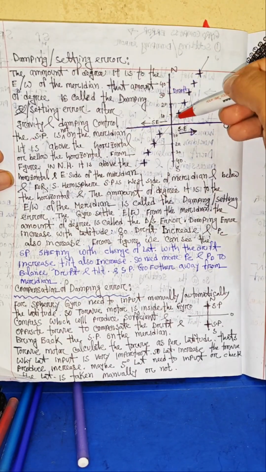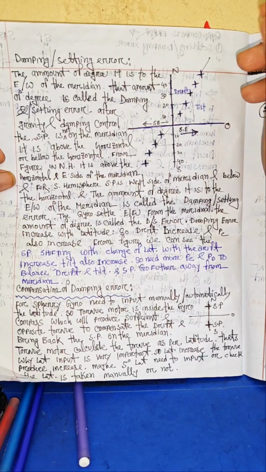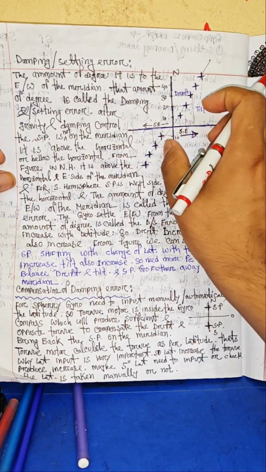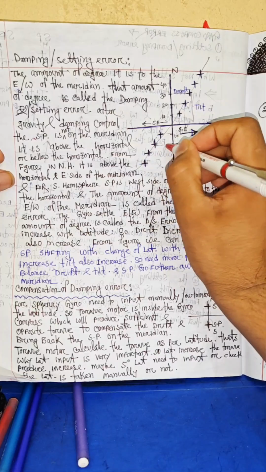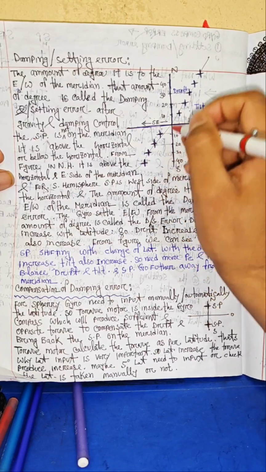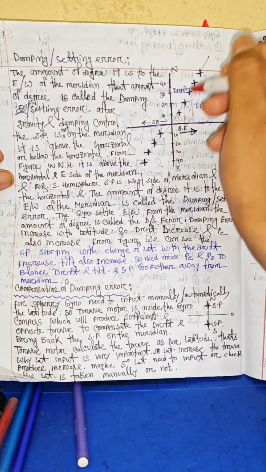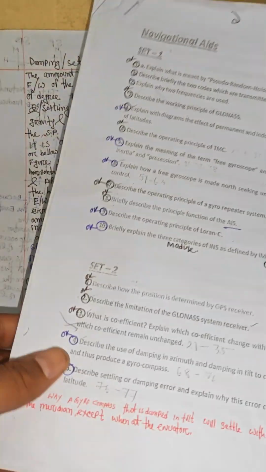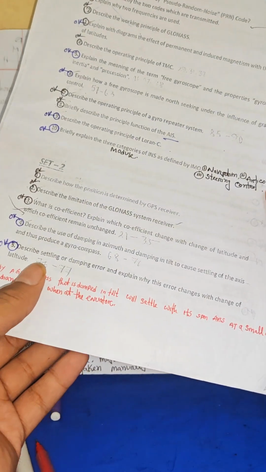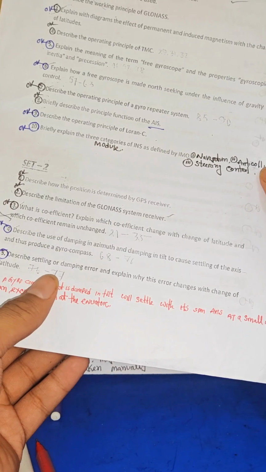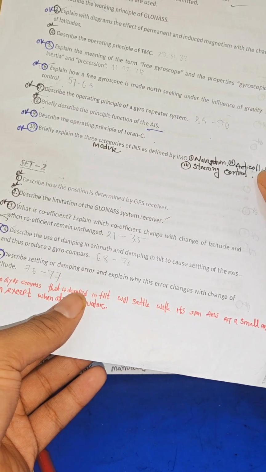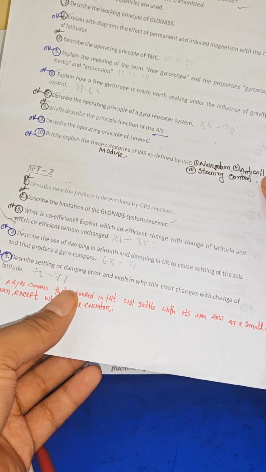So I think you understand the damping or settling error. This is the amount of degree east or west of the meridian, the settling point. The settling point, the amount of degree from east or west of the meridian is called the damping or settling error. Viewers, you can see there is one question for navigate for DG set: describe settling or damping error and explain why this error changes with change of latitude.